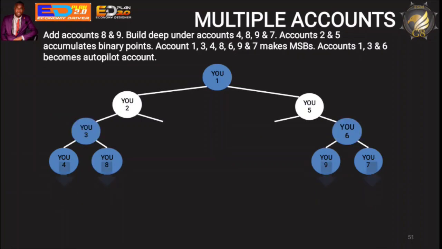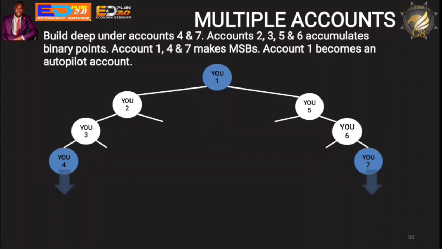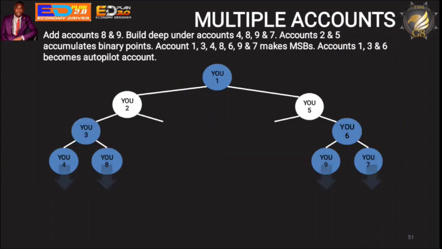You make money, you add account 8 and you add account 9. You build under account 8 and 9. It means account 4, 8, 9 and 7 will start making money. And then that means account 3, 1 and 6 will become autopilots. Okay? Account 3, 1 and 6 will become autopilots. Account 5 and 2 will accumulate binary points.